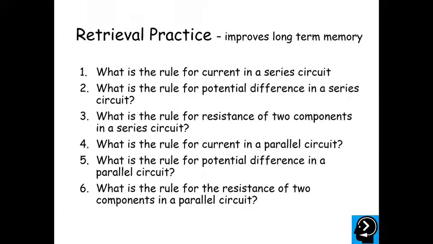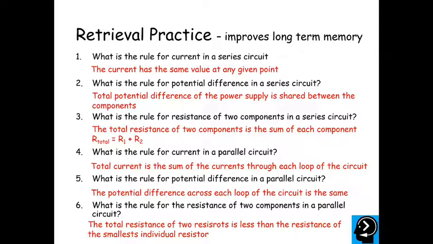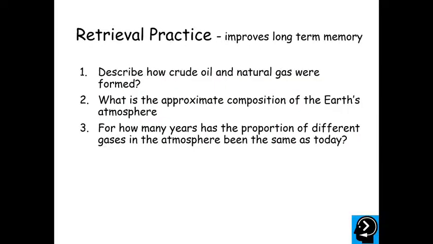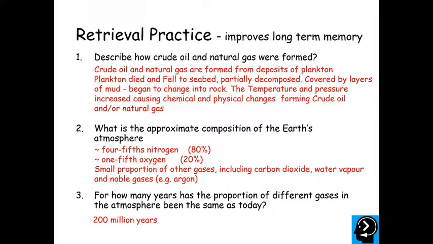Second retrieval slide, pause the video and give these questions a go. Here are the answers. Make sure you pause and write down any that you weren't sure about. Final retrieval slide to help you remember what's been covered in previous lessons. Pause and have a go. Again, here are the answers. Pause and write down the ones you struggled with.